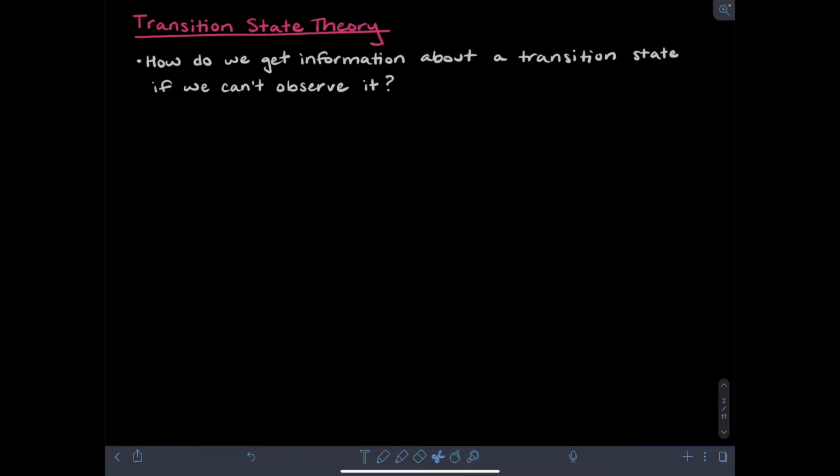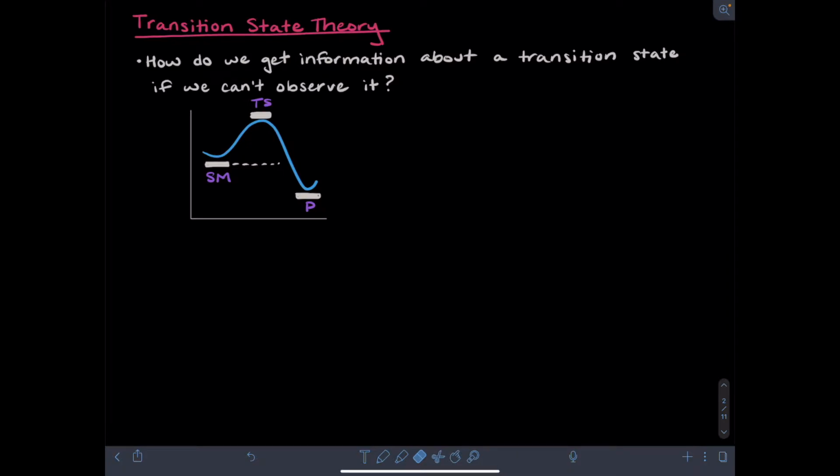For experimental chemists, because the transition state is so short-lived, it can almost never be observed experimentally. So we need to figure out the relationship between things we can measure in the lab, like rates or rate constants, and relate those to the energy of the transition state.